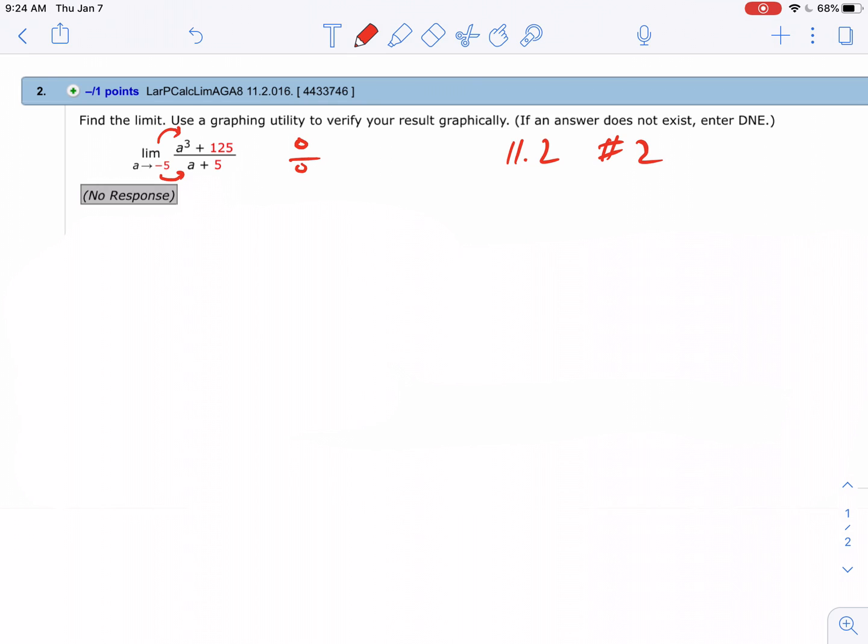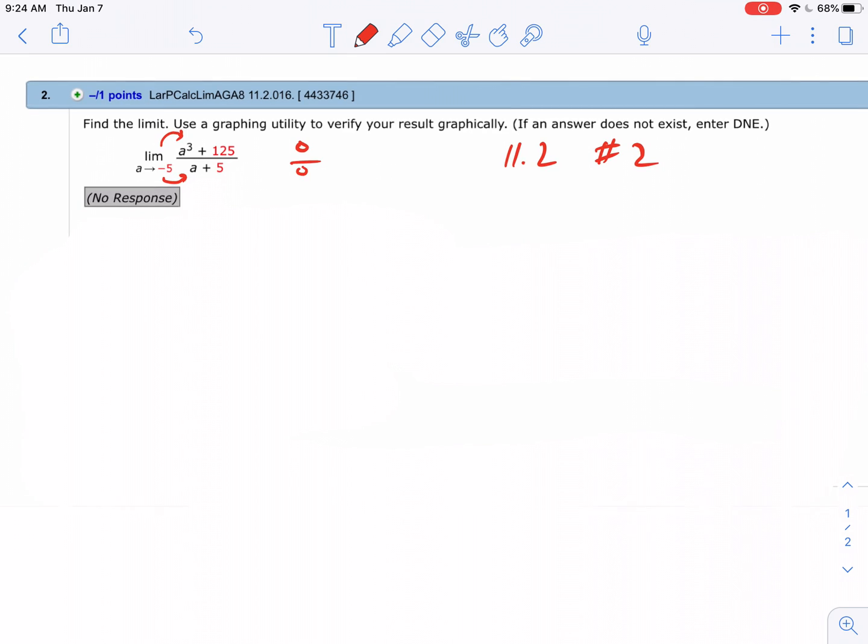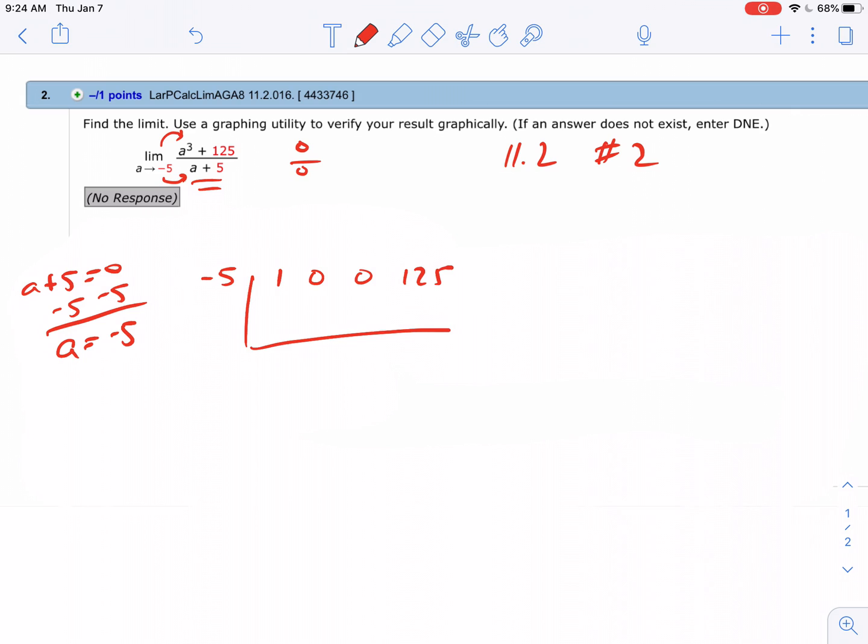So another technique, I'm hoping that a plus 5 is actually a factor of the top. So what I'm going to do is take my a plus 5, set it equal to 0. And what that tells me is then that -5 is the value. So I'm going to put that -5 in front of synthetic division. Then I'm going to take 1a cubed, 0a squared, 0a, and the constant of 125. So I'm going to do synthetic division of the top.